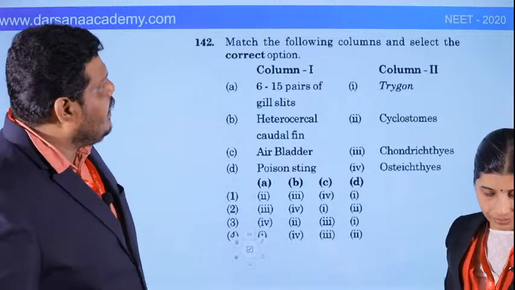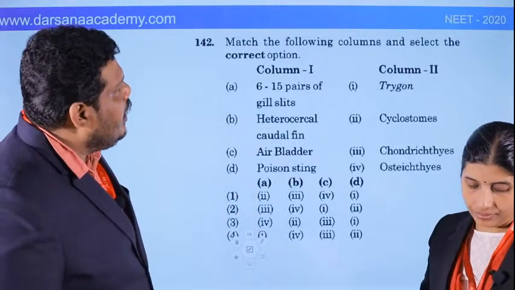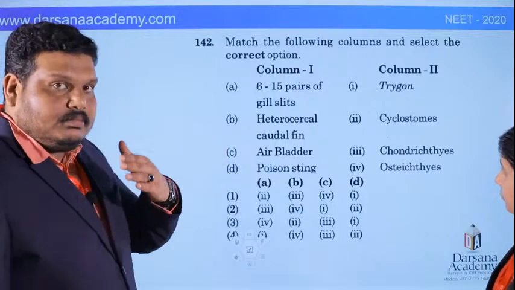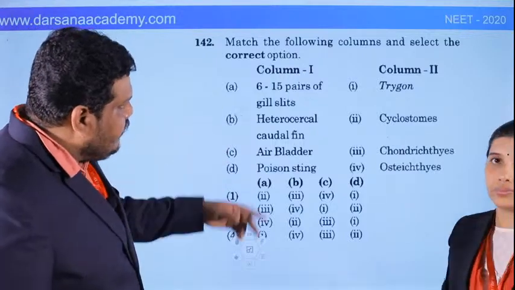Next question: match the following columns and select the correct option. And this is a question from Animal Kingdom. 16 to 15 pairs of gills.